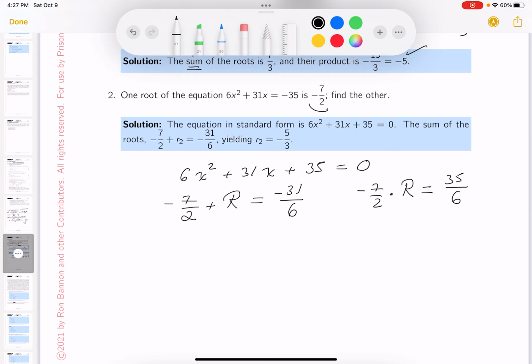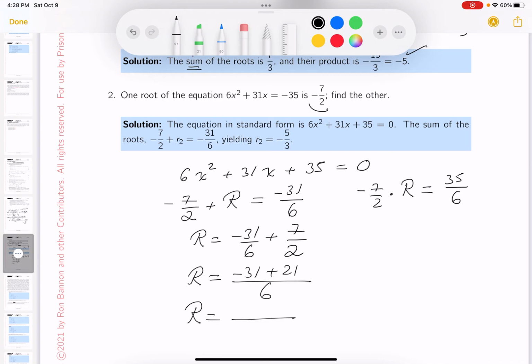All right, I'm going to solve both equations, by the way. Well, how would you do that? Let's put this one. There's going to be r equals minus 31 sixths plus 7 halves. All right? R would be over 6, right? Minus 31 plus 21. What do you get? You get 6, and minus 31 plus 21 is minus 10, right? So you can get minus 5 thirds. That's the other root.